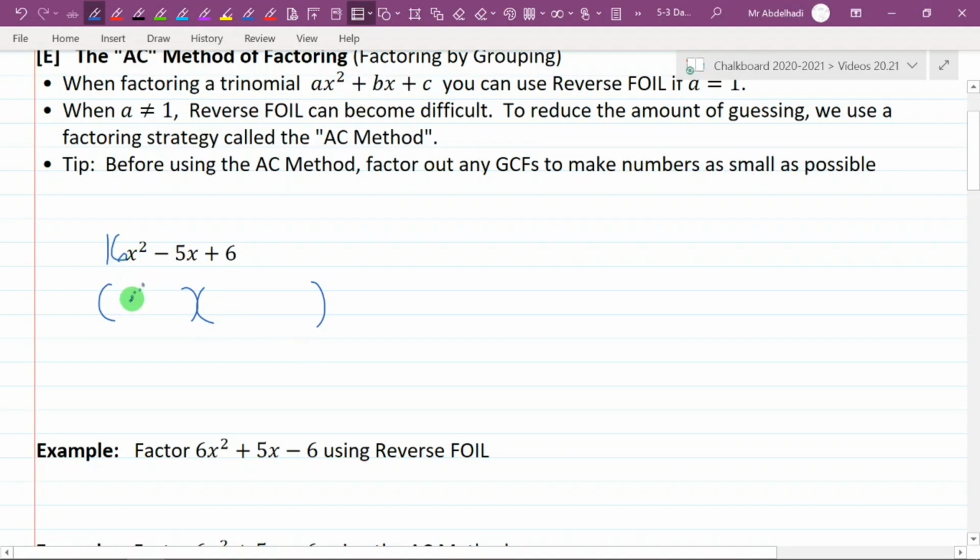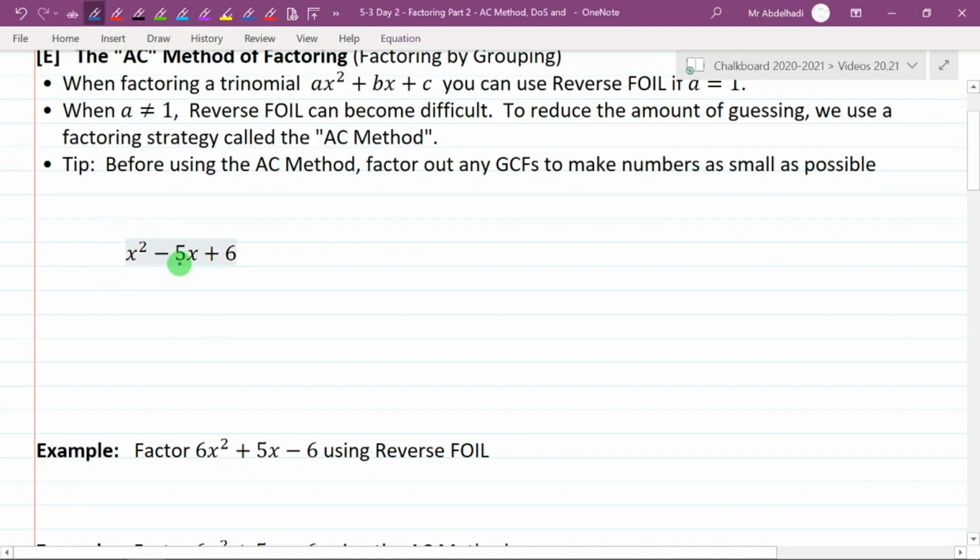Like for this 16x squared, x and x are not going to give you 16x squared when you multiply. It could be 16x times x, which will give you that. Or it could be 8x times 2x, or it could be 4x times 4x, or it could be negative 4x times negative 4x, or negative 8x times negative 2x. All of a sudden you have all of these combinations of possibilities and permutations, and it makes it 100 times more complicated, all right? Unless you get lucky and it turns out to be an easy question. So you only want to use reverse FOIL when there's nothing in front of the x squared, meaning the coefficient of x squared is 1.